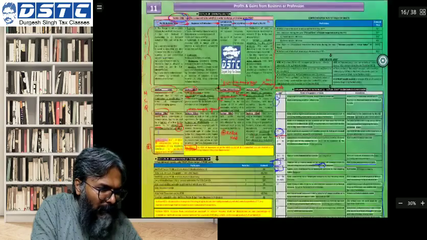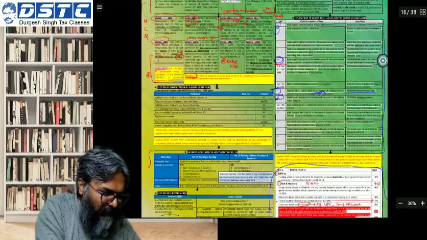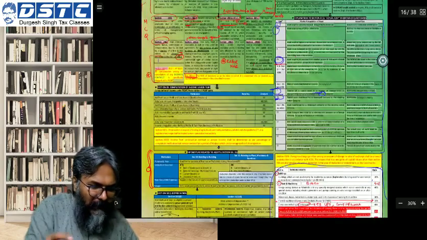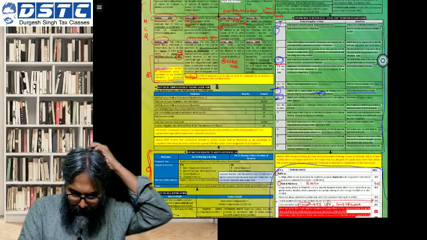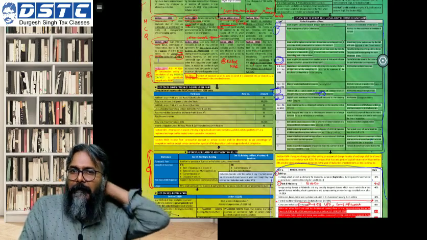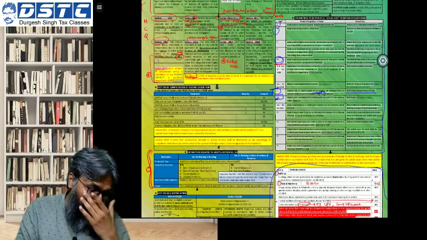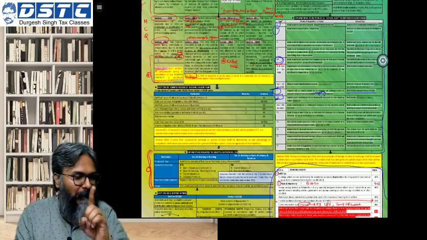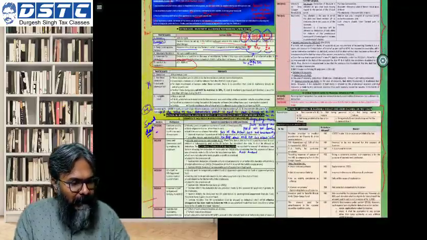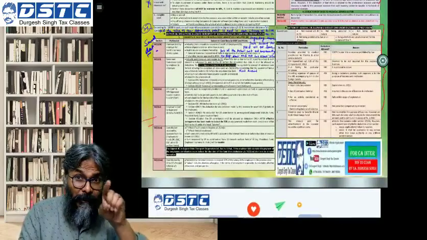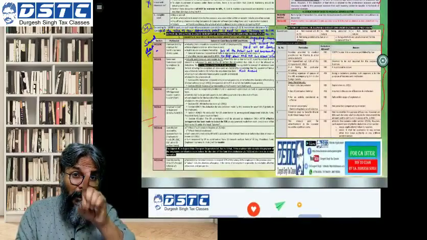In chart number 11, students, 30 and 31. Small deduction 30 and 31, which is in chart number 11. Then small deductions which are in 36 and 37, which is in chart number 12. So you can just write those chart numbers also. In chart number 11, what you will do? 30 and 31. In chart number 12, what you are going to do? 36 and 37.